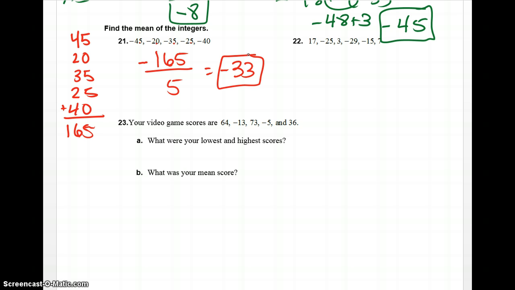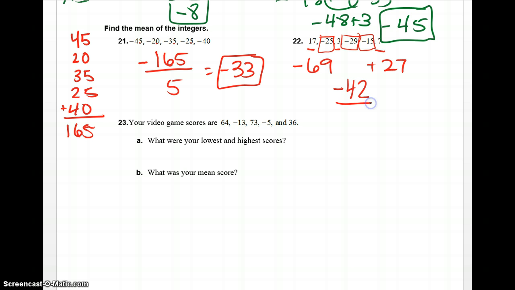For number 22, I have both negative and positive. So what I would do is combine all of your negatives. So I have a negative 15, negative 29, negative 25. I end up getting negative 69 for that one. And then I have a positive 17, a positive 3, and a positive 7. That is a positive 27. So I have negative 69 plus 27, which is a negative 42. I know it's negative because I have more negatives than positives.